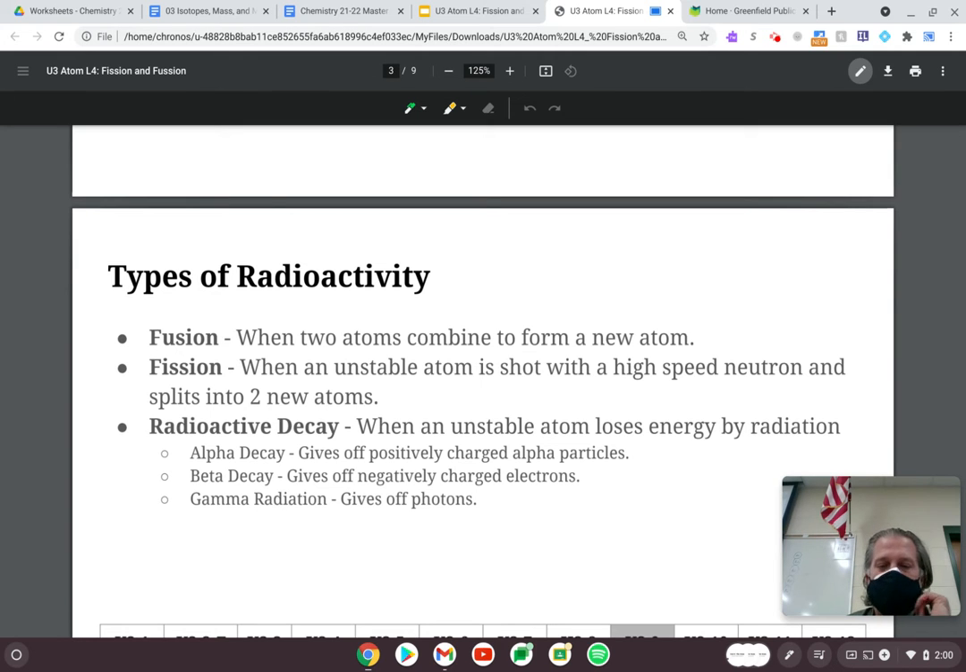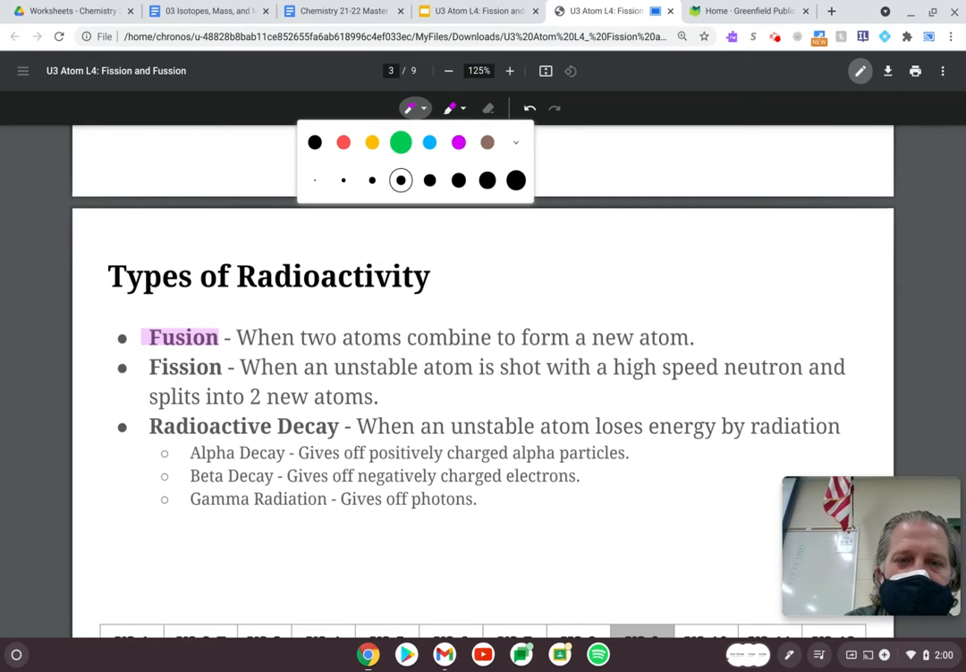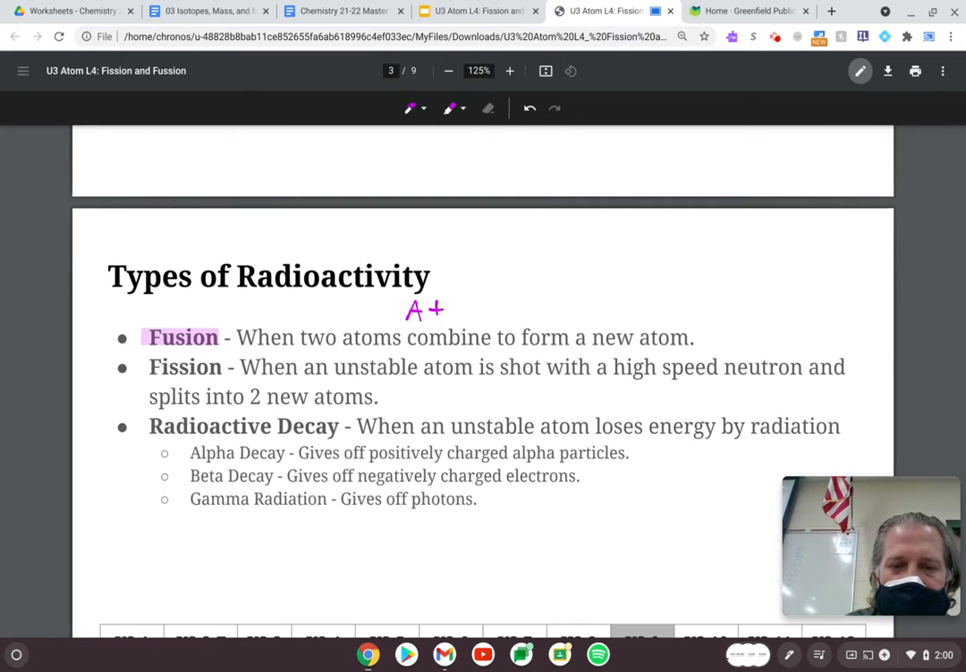Fusion is when two atoms combine to form a new atom. So fusion would be kind of like if I took element A and maybe element B, and it combines to make like atom E. Okay, so making something new.